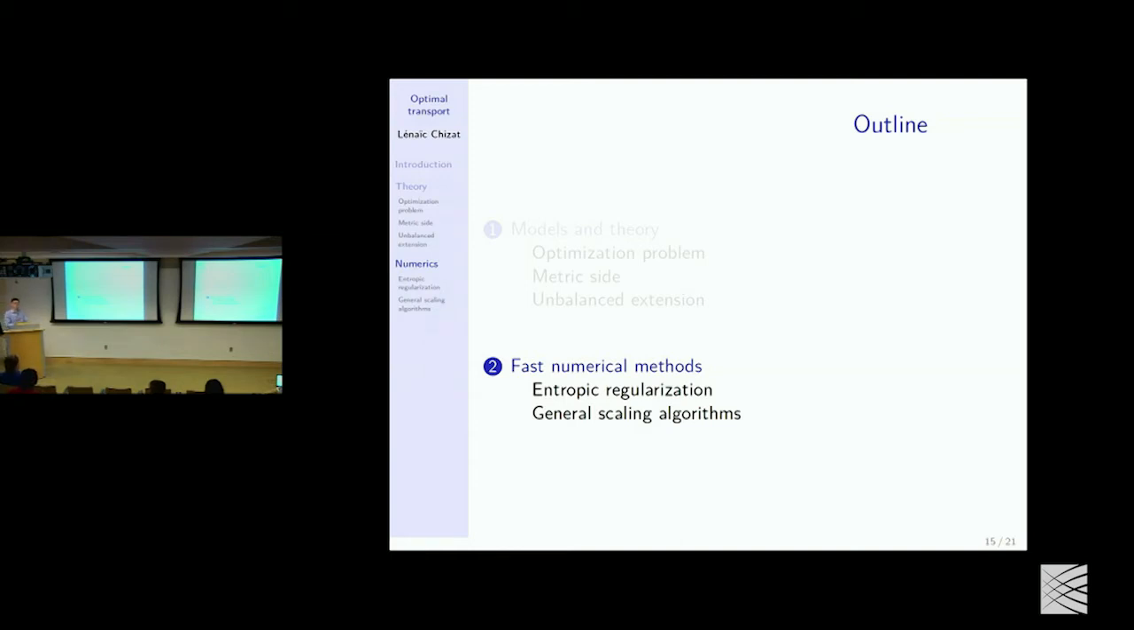Oh, sorry. Yeah, a question. If you view gamma, the coupling, as a joint distribution between mu and nu, is there any intuition about what that represents? In the unbalanced case? So what gamma represents, if it were a joint probability distribution, does it mean anything if you look at it that way?